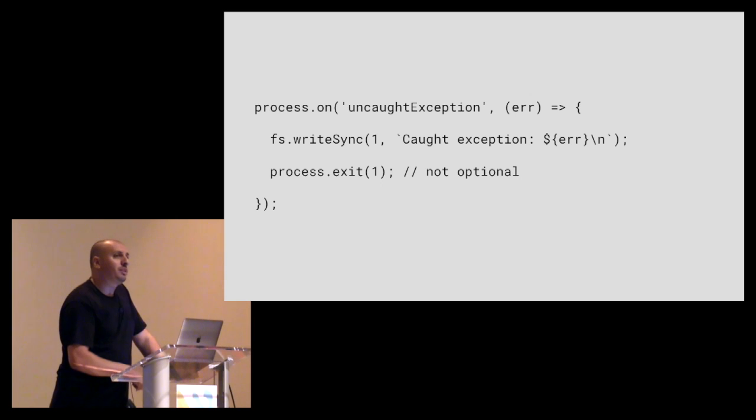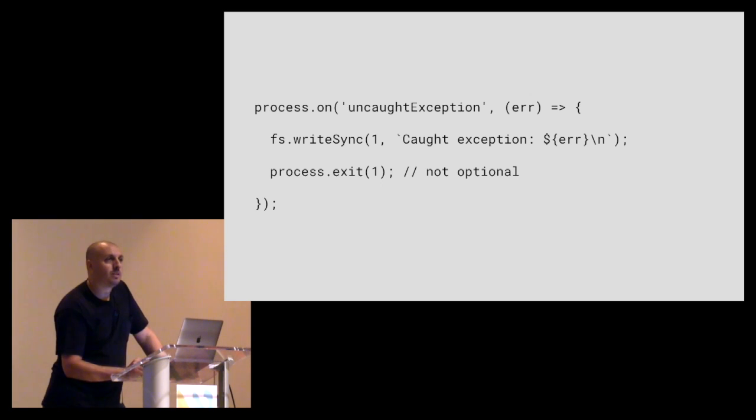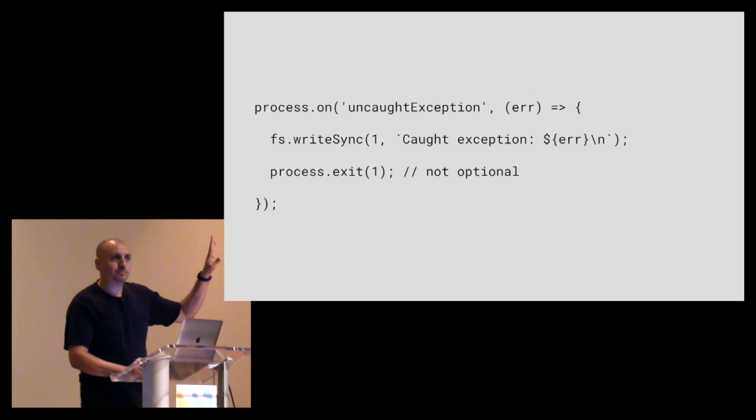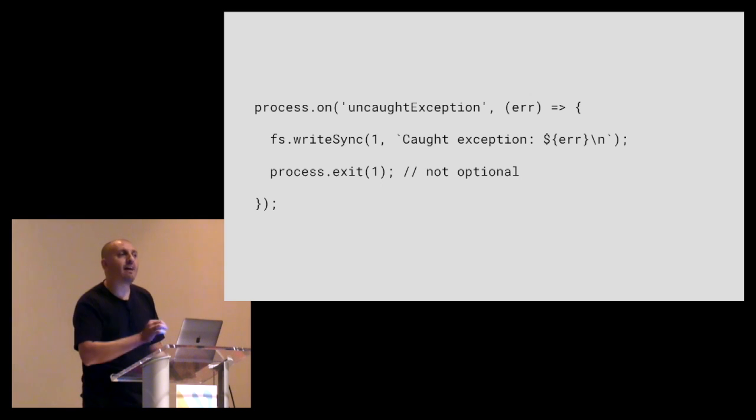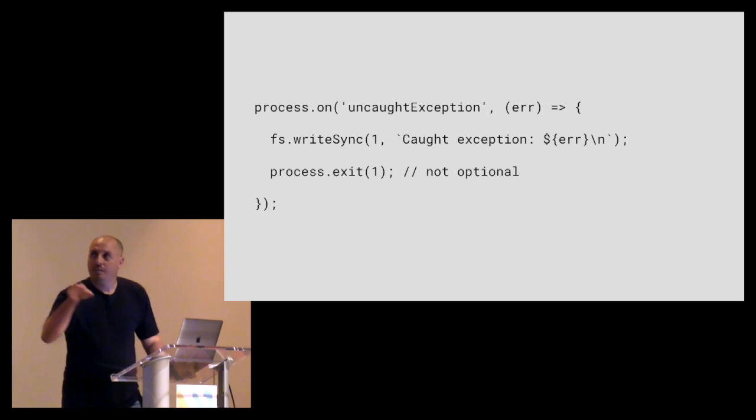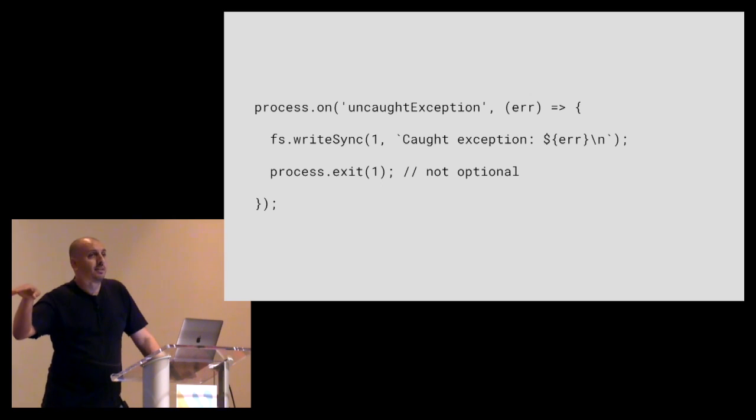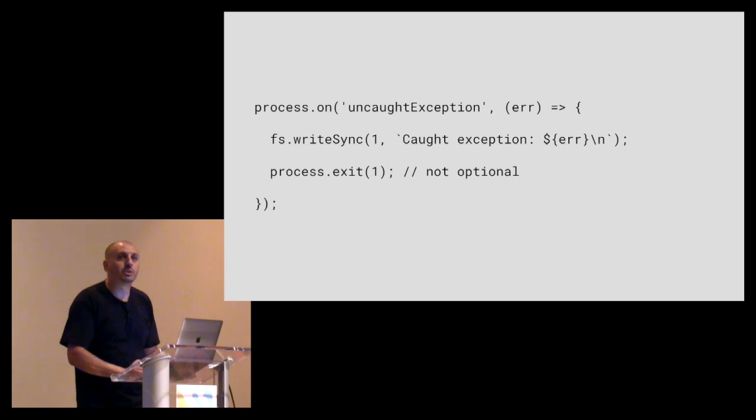The more important point about uncaught exception, who used uncaught exception before? The more important point about uncaught exception is that you have to let the process exit. You should not omit that process exit line. That's not optional. You have to let the process exit. Because basically, at this point, when you're inside an uncaught exception, your application state is unpredictable. Something is terrible with your code, and your better option is to just reset. Do not assume that you can continue running.